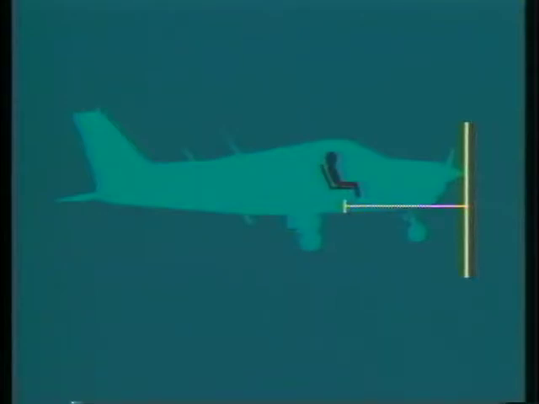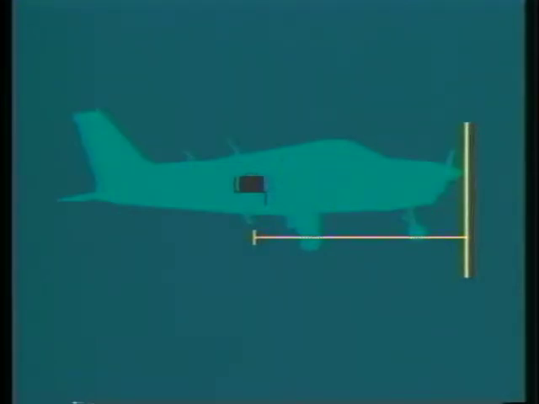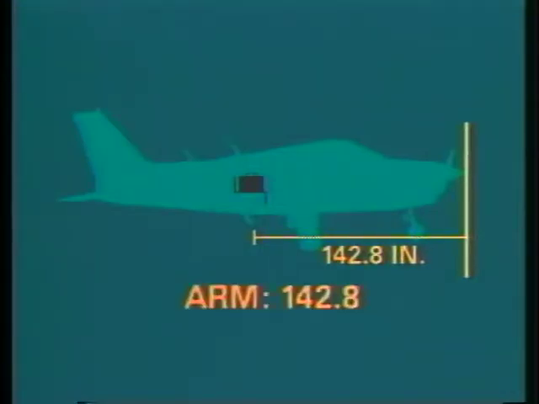For this airplane, it is located at the nose. The center of gravity for every component is located in relation to this point. The longitudinal distance in inches from the datum is called the arm or station. Since the baggage area for this aircraft is located 142.8 inches aft of the datum, its arm is considered to be 142.8.